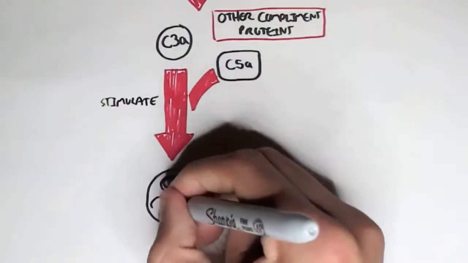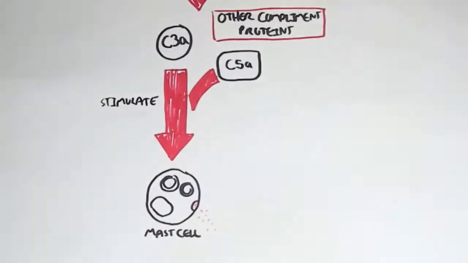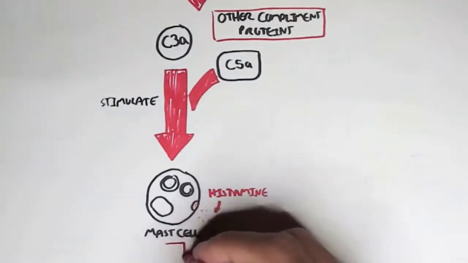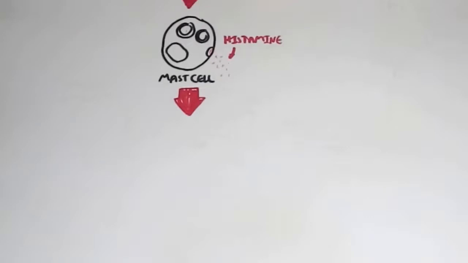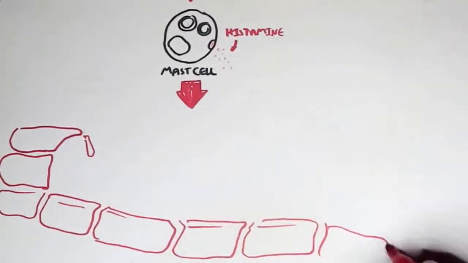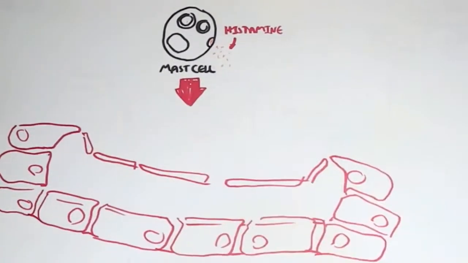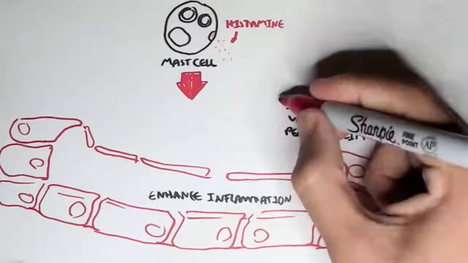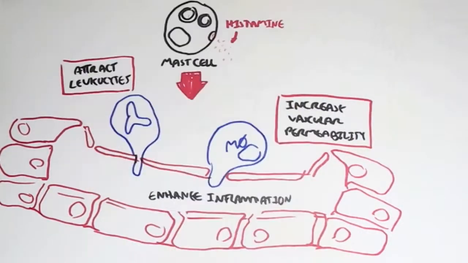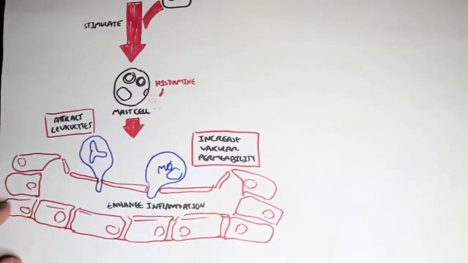So in this case, C3a and C5a will stimulate mast cells to secrete histamine. What does histamine do? Histamine enhances inflammation. Histamine increases vascular permeability, which allows leukocytes to pass through more easily. And histamine also attracts leukocytes. And in this case, we can see a macrophage and neutrophil passing through.